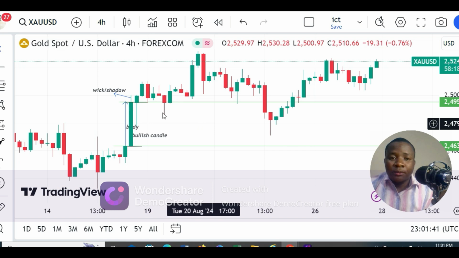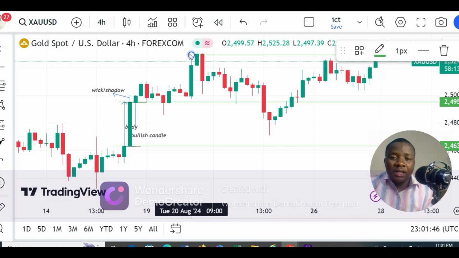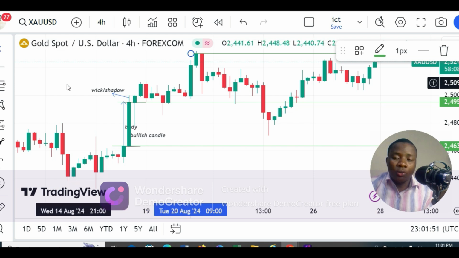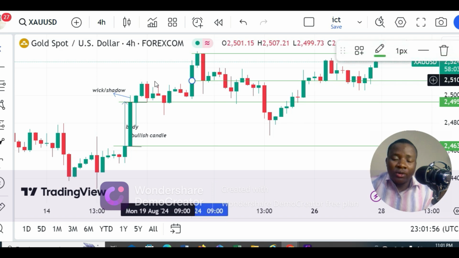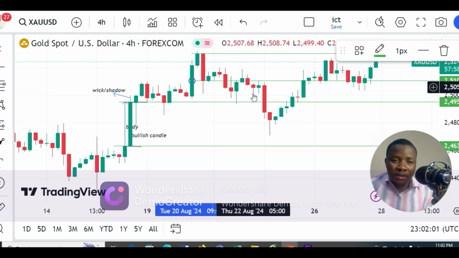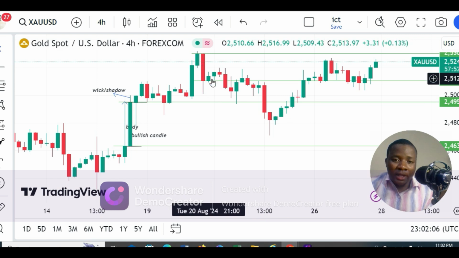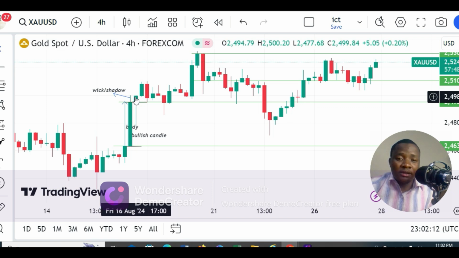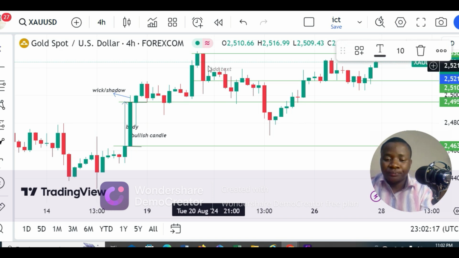The second type of candlestick is the bearish candlestick. A bearish candlestick is formed when the price closes lower than the opening point. For example, in this scenario, we have our opening price here and the closing price here. The opening was 25.30 and the closing was 25.10. So you see it's lower. Now that is a bearish candle.